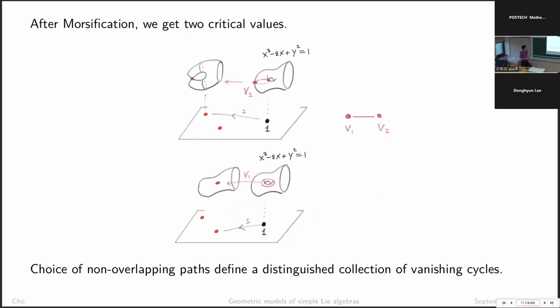What if we choose another type of Morsification? You can choose, instead of this path, this path and so on. Yes, then the vanishing cycle is changed. So this collection is not unique. There is a choice of braid group acting. And it's known that other types of Morsification can be realized as a different choice of vanishing paths. You can just work with one Morsification, but choose a different choice of vanishing paths.